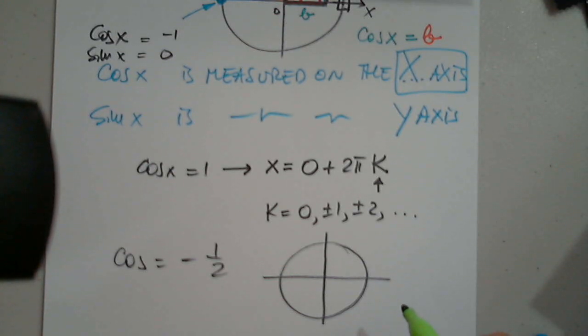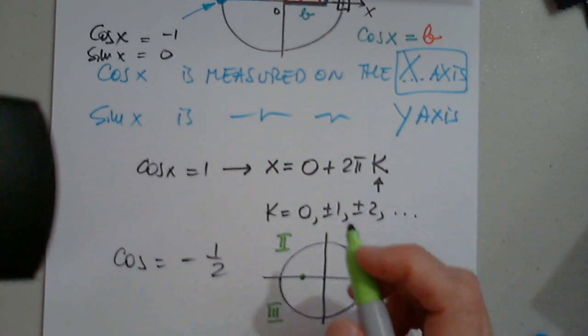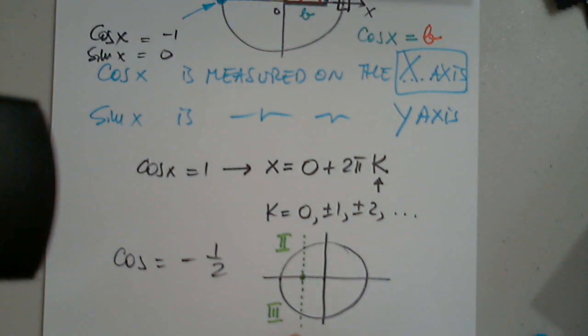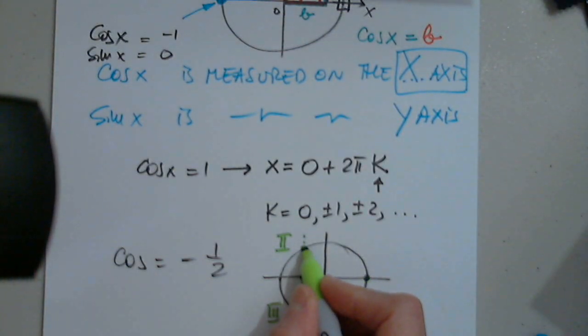Which quadrants? The second one. Yeah, right. Second and third. Where is -1/2? If this is -1 from 0 here, so -1/2 will be here. I'm going to draw a vertical line at -1/2. This is the starting point, and this is the ending point.